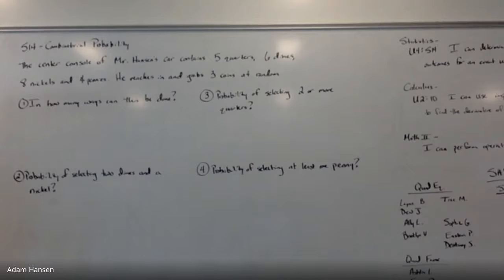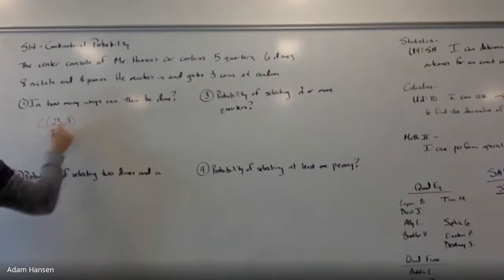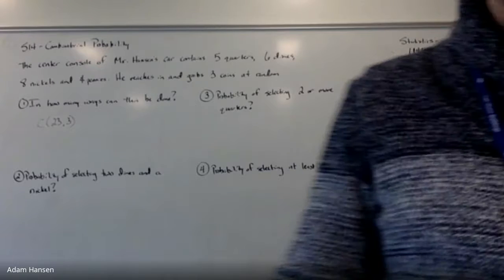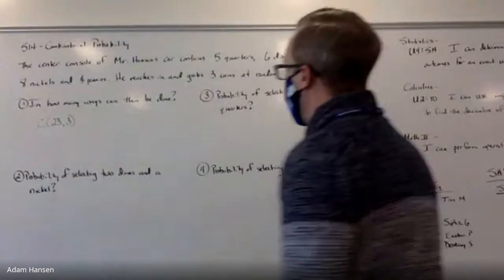I'm going to reach in and I'm going to grab 3 coins at random. How many ways can this be done? Order doesn't matter. I just need any 3 from how many total? 23. So the combinatoric would be 23 choose 3. All right, if you have a calculator, let's just get that typed in. 23 choose 3 is 1,771 ways.